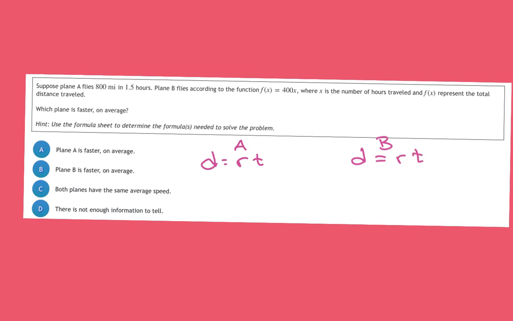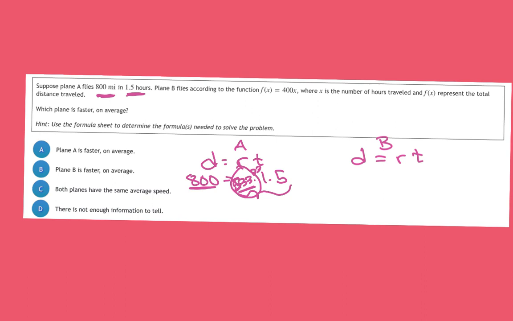It says that plane A flies at 800 miles, which is the distance, in 1.5 hours, which is the time. So I'm going to put 800 under distance and 1.5 under time. Now normally I would need to multiply the rate times the time in order to get the distance, but since I've been given the distance, I need to do the opposite of multiplication, which is division. 800 divided by 1.5 gives me a rate of 533.33, which is like 533 miles per hour.